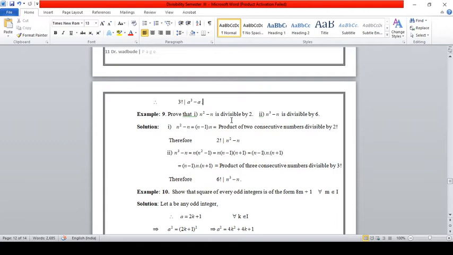Hi friends, now next example number 9. Here two parts are given. Prove that first part n square minus n is divisible by 2, and second part n cube minus n is divisible by 6.